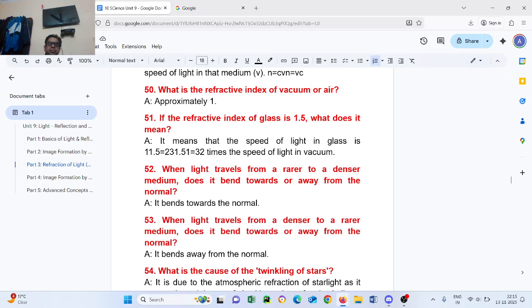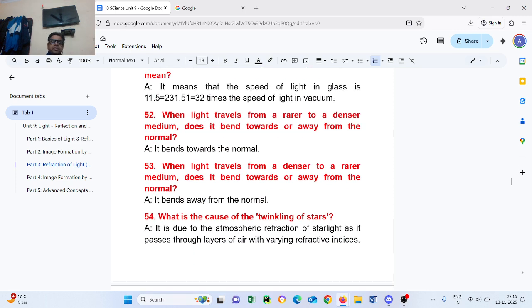Question number 52. When light travels from a rarer to a denser medium, does it bend toward or away from the normal? It bends toward the normal. Question number 53. When light travels from a denser to a rarer medium, does it bend toward or away from the normal? It bends away from the normal.